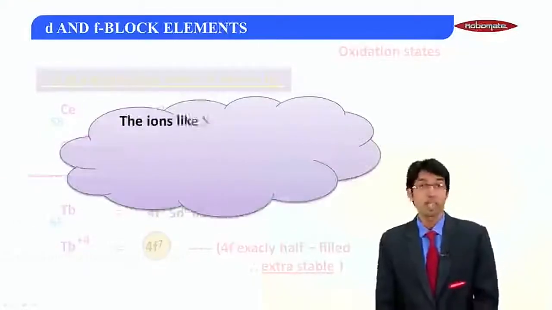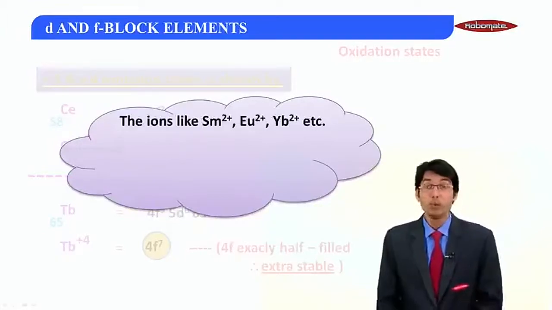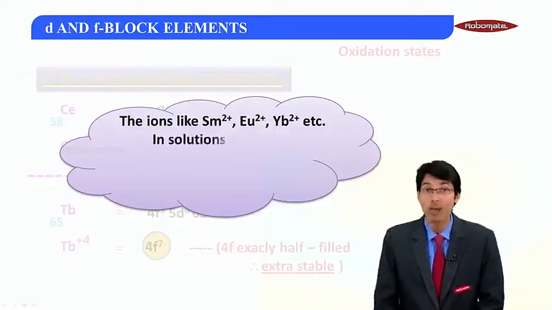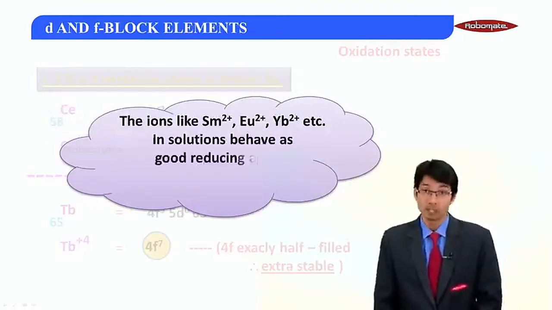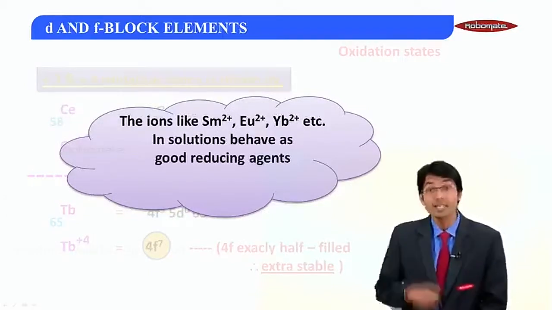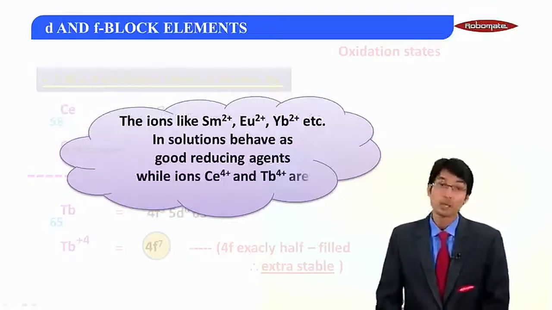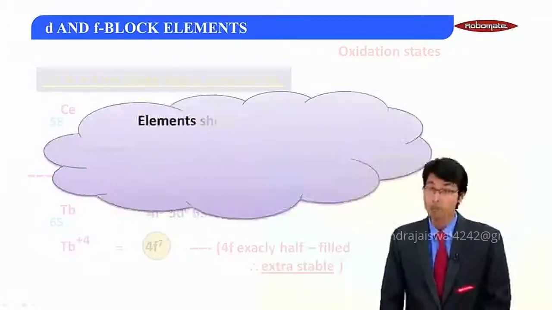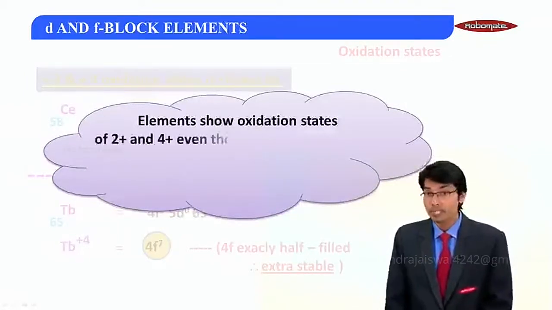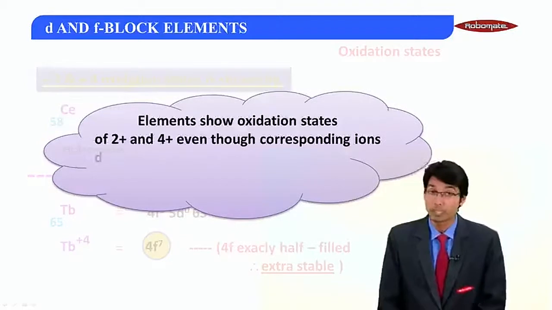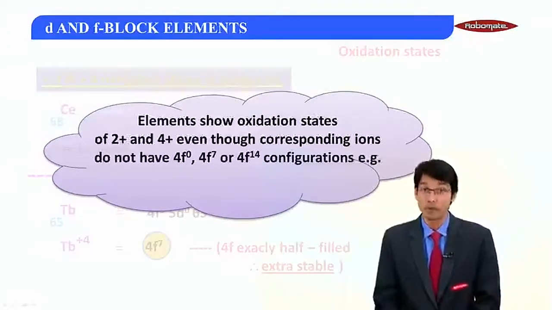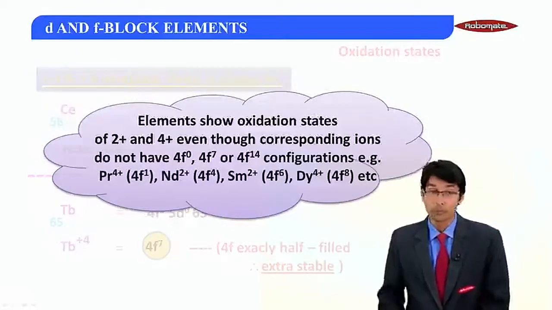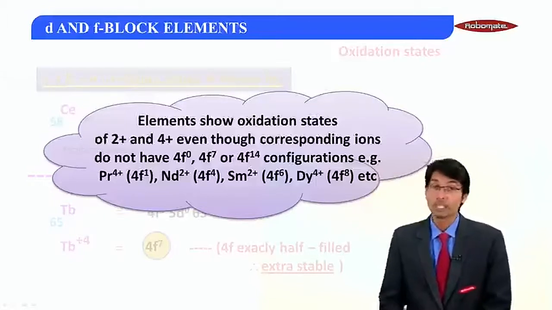I mean to say that the ions which are in a lower oxidation state, for example samarium 2+, europium 2+, ytterbium 2+, all act as good reducing agents, but the ions which are in a higher oxidation state act as good oxidizing agents. For example, cerium 4+ and terbium 4+. And also, some elements show oxidation states of 2+ and 4+ even though they do not have an extra stable configuration. For example, praseodymium 4+ is 4f1, neodymium 2+ is 4f4, samarium 2+ is 4f6, dysprosium 4+ is 4f8.